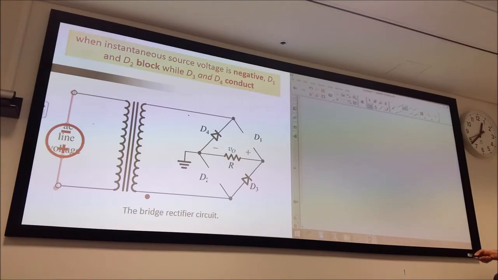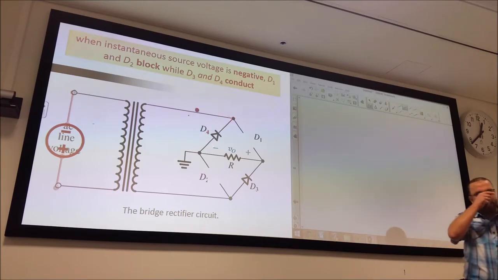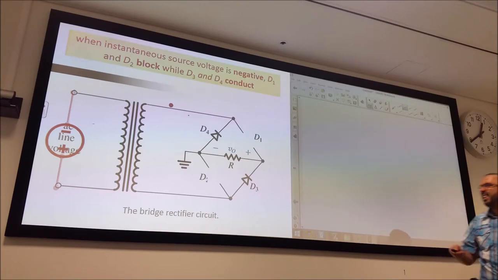So the charge will come, let's follow. Come from here. Okay, and then comes here, what we said. And then loses some voltage there, and then goes that way. And then goes to that path again, and loses another voltage, VD, and then goes back to the source. So that's basically how the current has moved around.